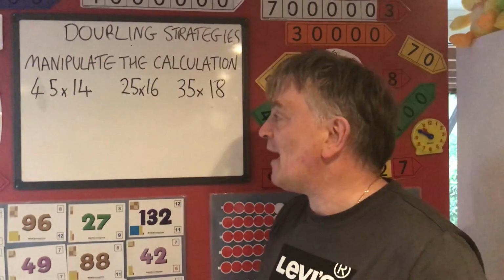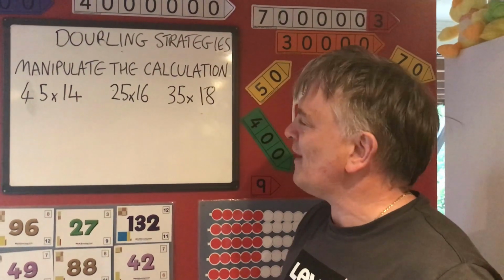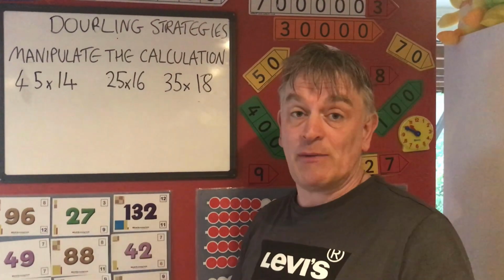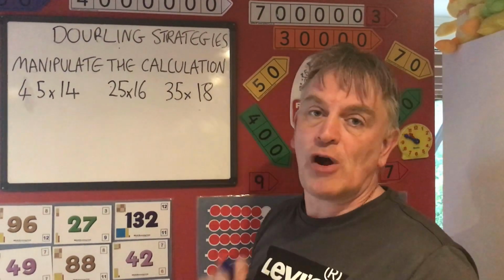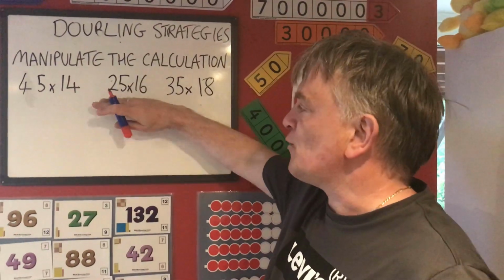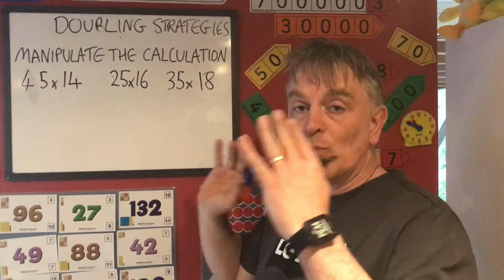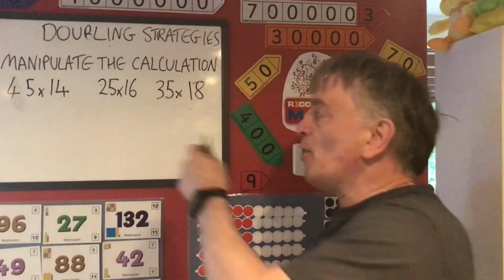What I want you to do now is look at these calculations here and think to yourself, well, if we use the idea of doubling one and halving the other, mathematically we've just proven the product always stays the same, so we don't have to start with 45 times 14, 25 times 16, or 35 times 18. Let's double one number, halve the other, and let's see what happens. So let's just pause the video.